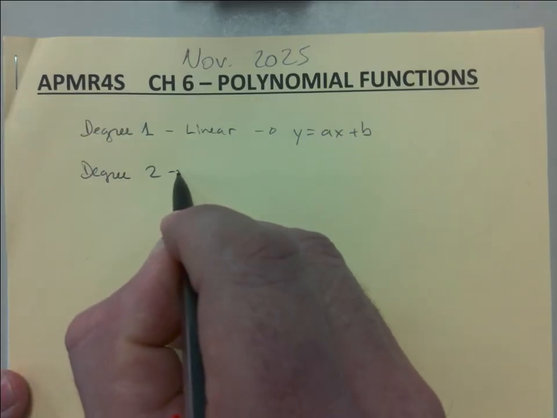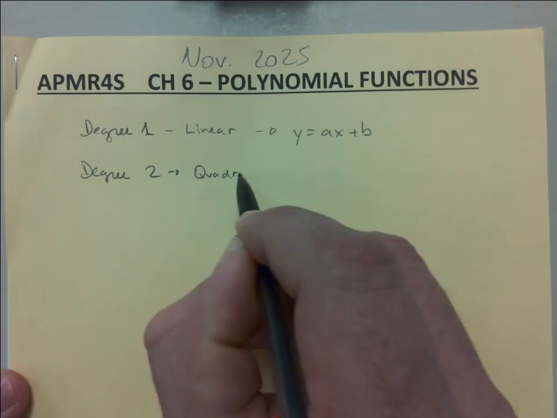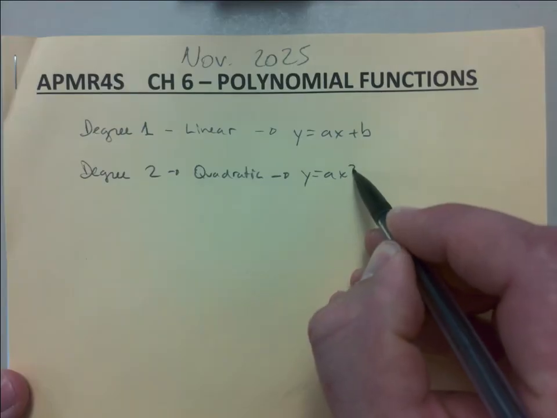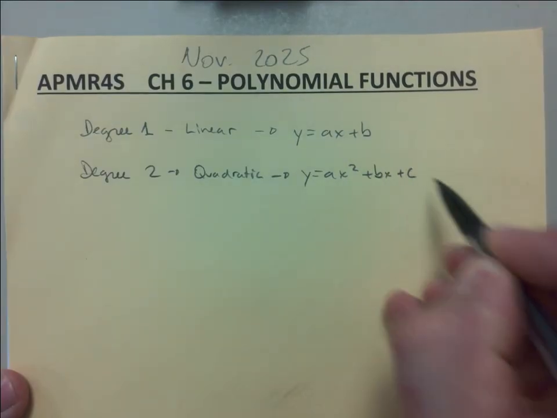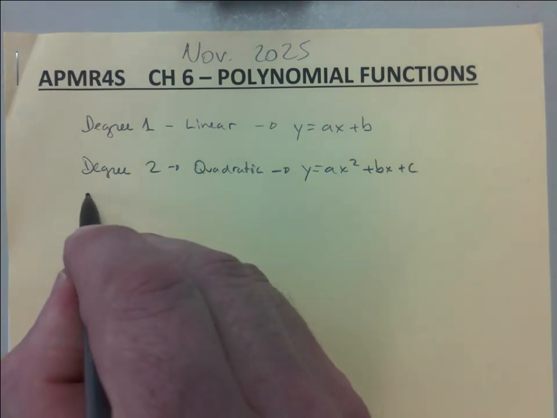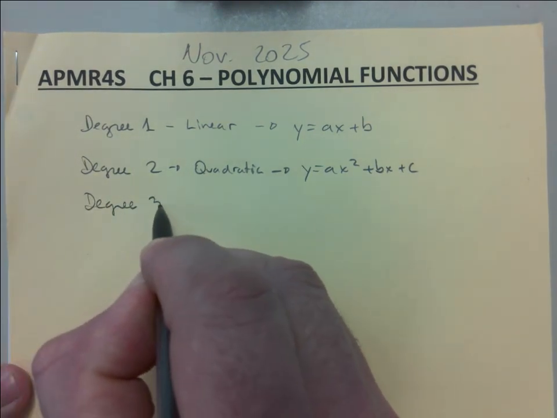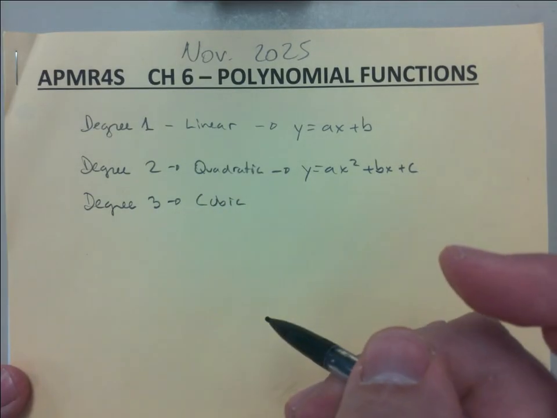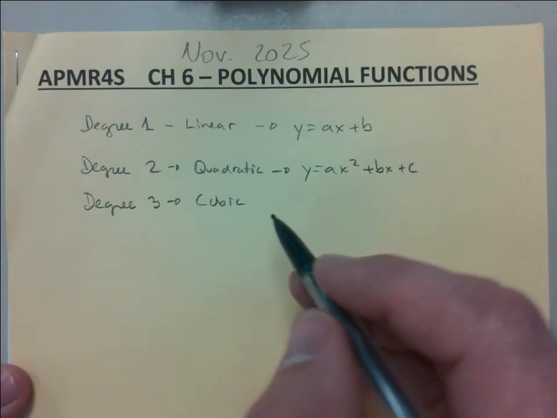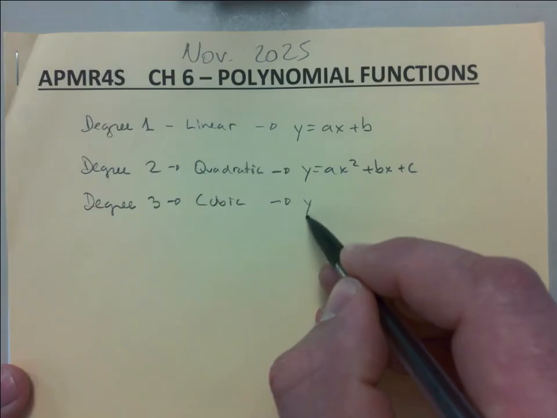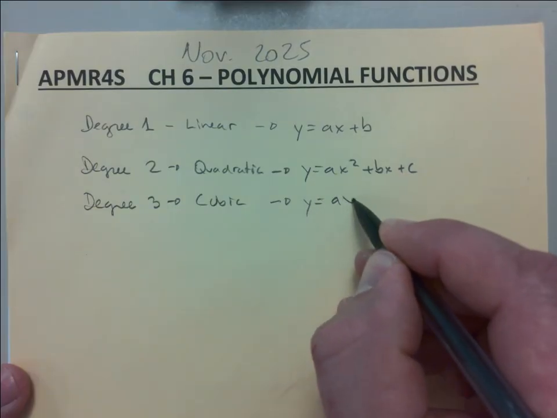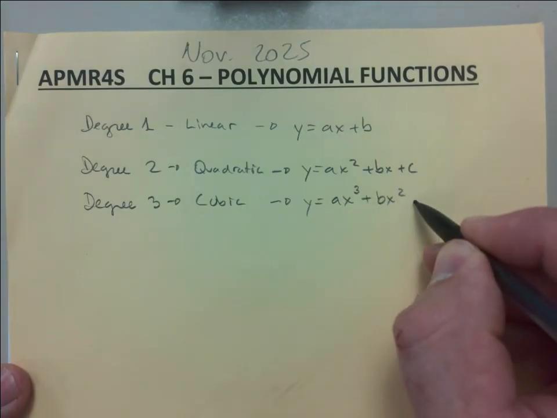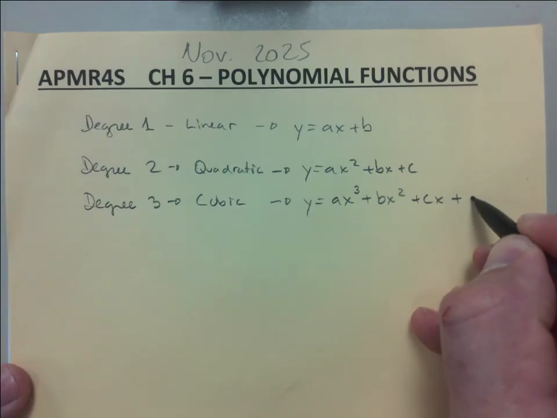Degree of 2 is a quadratic, and in general, it looks like this. Ax squared plus bx plus c. Degree of 3 is a cubic. That's new for most of you. It's a cubic function, and it looks like this in general. Ax to the power of 3 plus bx squared plus cx plus d.